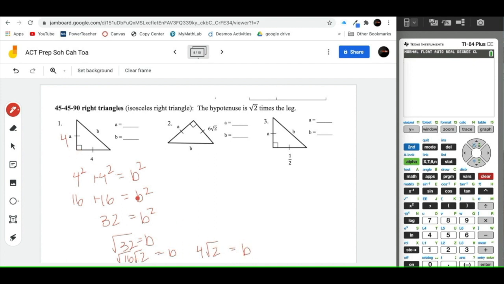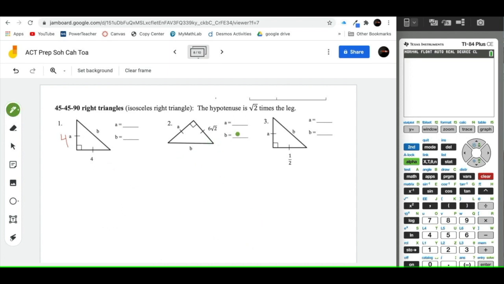It's just a shortcut, so we don't have to do this. Whatever the leg is, the hypotenuse will always be that leg times the square root of 2. It'll happen every time. So if we go to our next 45-45-90, we know it's 45-45 because of the two tick marks, meaning it's isosceles and it's a right triangle. This is a leg also, so the leg is 6 square roots of 2. They have to be the same thing.